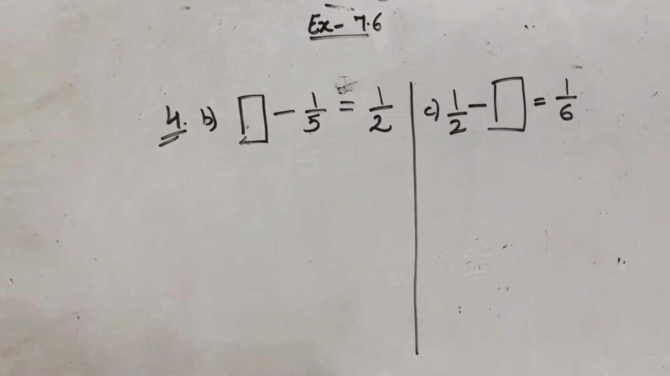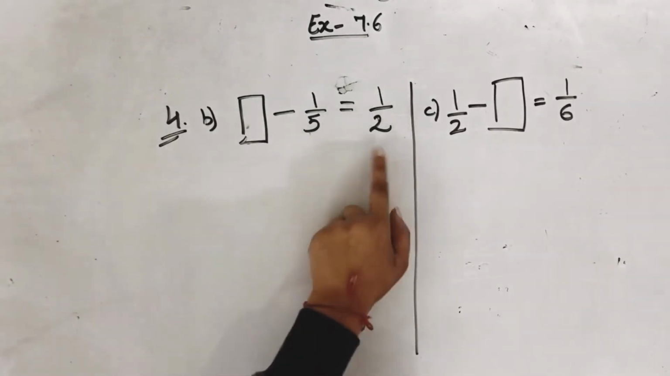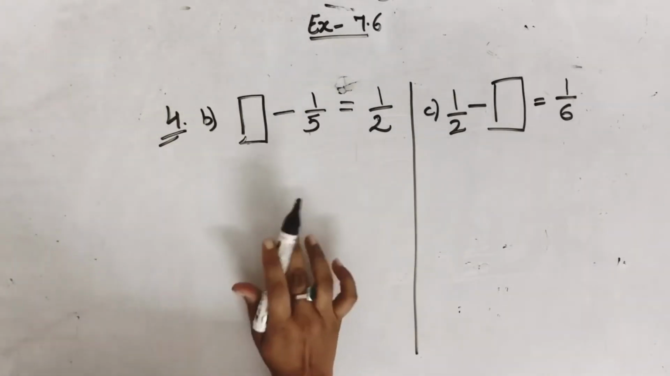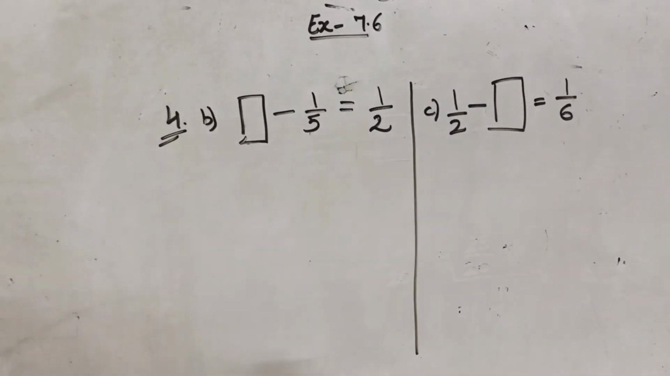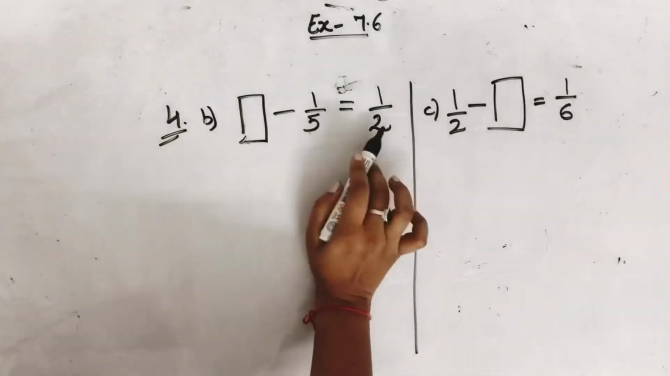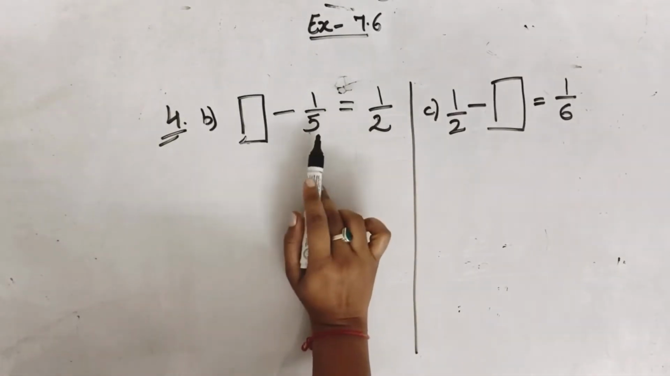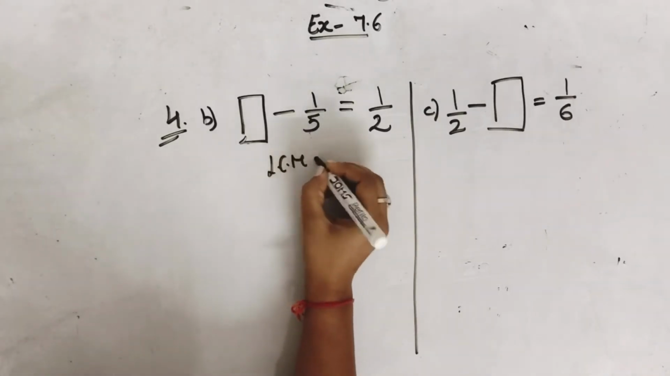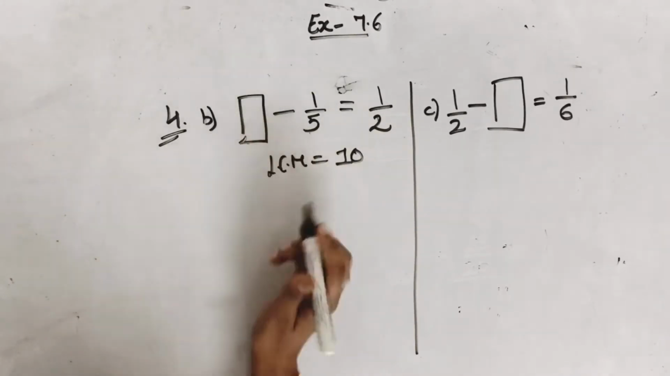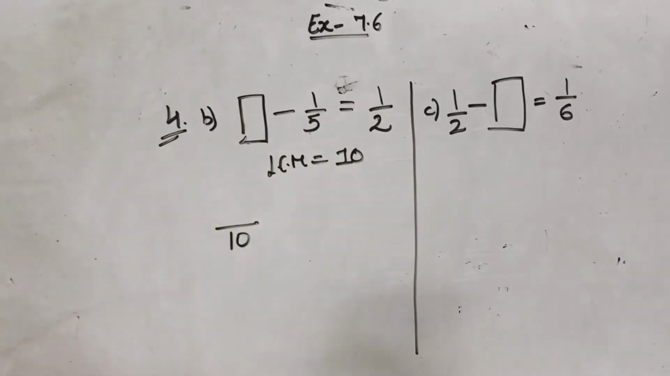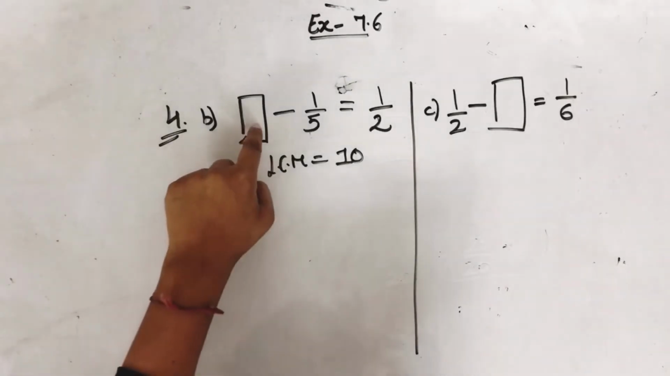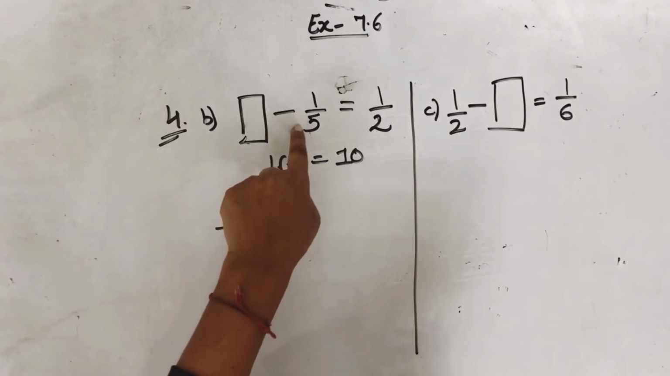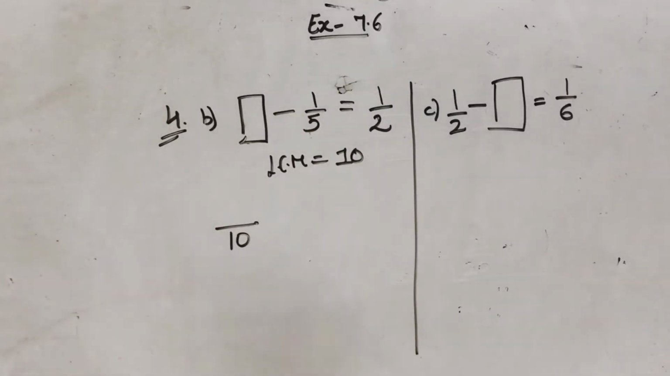Fractions are unlike fractions. So you can't say directly by looking at them what the denominator will be here. How will you find the denominator? Again, first thing you will find the LCM. Now these two fractions are given. It means the LCM of 5 and 2 will be 10. So this fraction's denominator will be 10. Now if the denominator of this fraction is 10, it means you have to convert this fraction also to a like fraction.